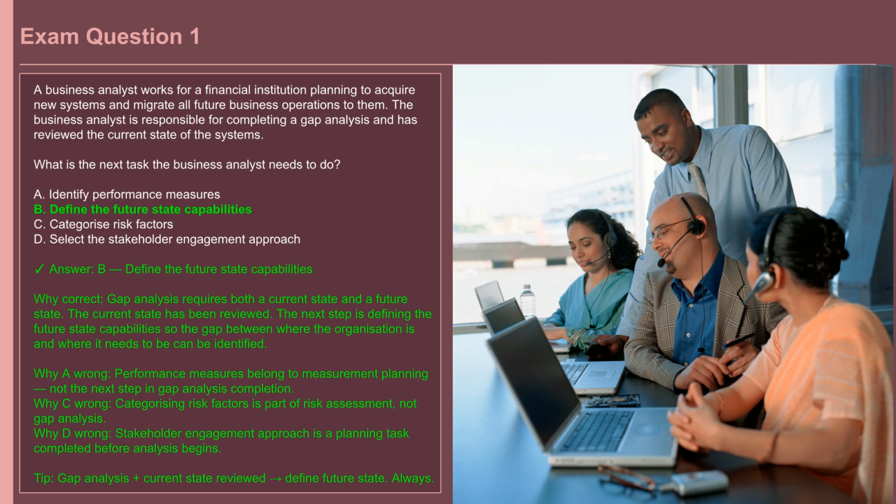Why A is wrong. Identifying performance measures belongs to measurement planning, not next in gap analysis. Why C is wrong. Categorizing risk factors is part of risk assessment, not gap analysis completion. Why D is wrong. Stakeholder engagement approach is a planning task completed before analysis begins. Navigation tip. Gap analysis plus current state reviewed, right pointing arrow define future state.